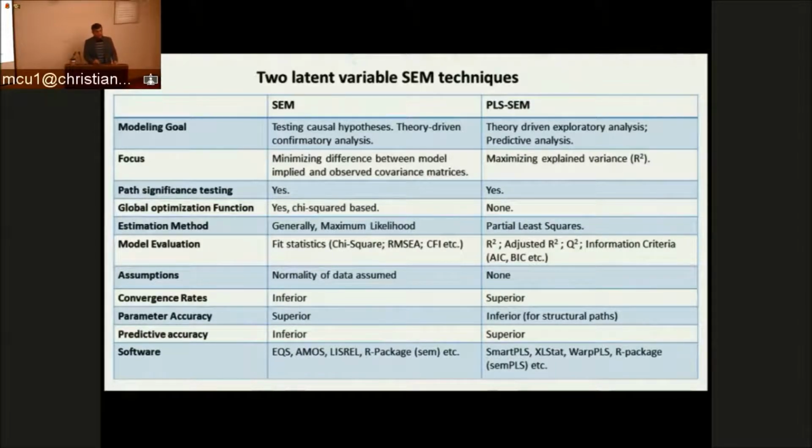You can have path significance testing in both these techniques, PLS and ML-SEM. Both allow you to do the path significance testing. ML has a global optimization function, meaning you can compare two nested models and say whether one of them is significantly better than the other or not. PLS doesn't allow you to do that. In PLS, all you're given is the R squared value, and if you're running two models, the only thing you could say is one of the models has a higher R squared than the other one. That's about it. There's no global optimization function in PLS.